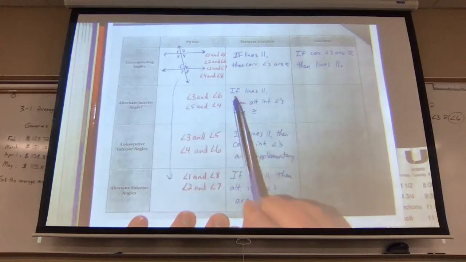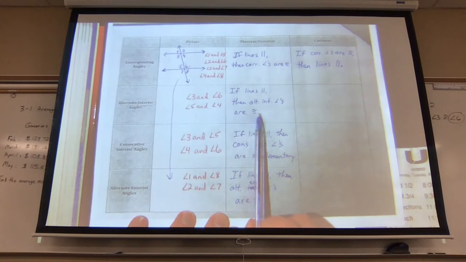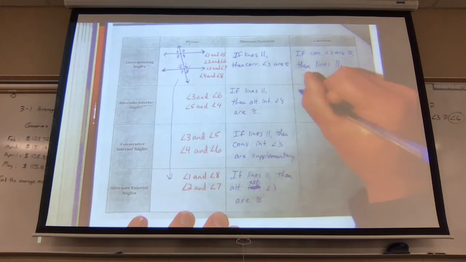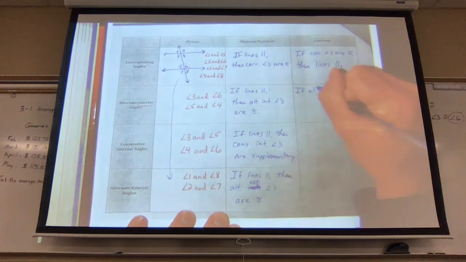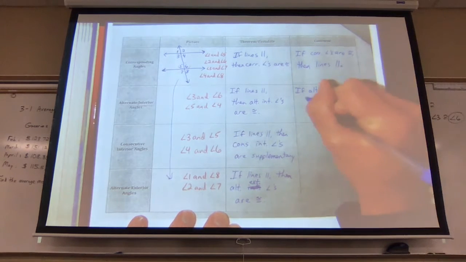Alternate interior angles said if the lines were parallel, then your alternate interior angles are congruent. The converse of that is going to flip it around and say if your alternate interior angles are congruent, then the lines are parallel.